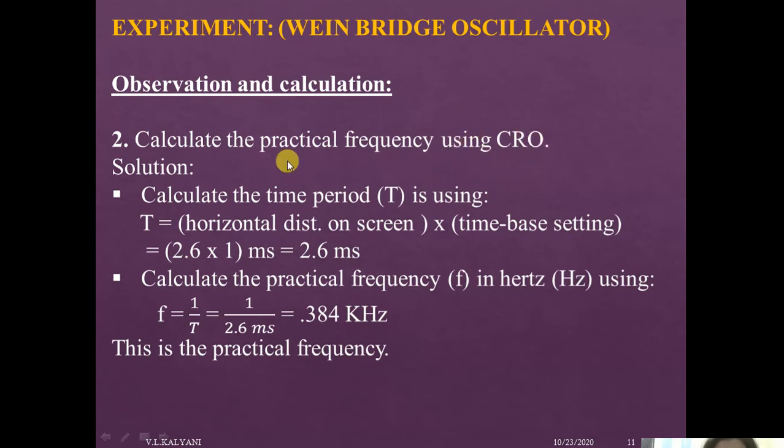So after performing the experiment, the total time period scale is 2.6, and the time per division will be equal to 1 millisecond, as we have already performed the experiment, and in that experiment 2.6 into 1 millisecond will become equal to 2.6 millisecond. So now calculate the oscillation frequency and it will become equal to 0.384 kilohertz, because as you know that f is equal to 1 upon T, and the T will be 2.6 millisecond. So this is your practical frequency.